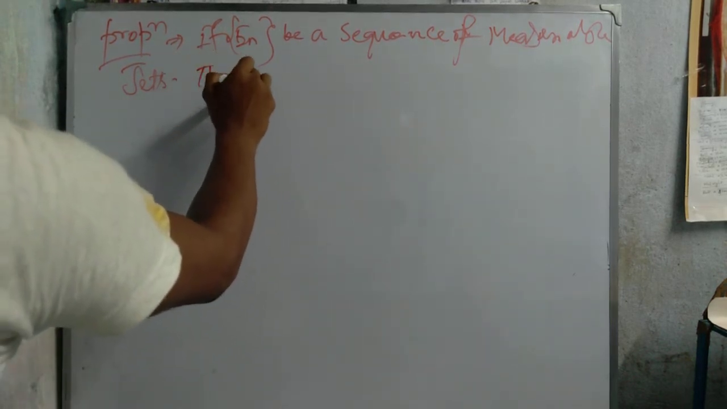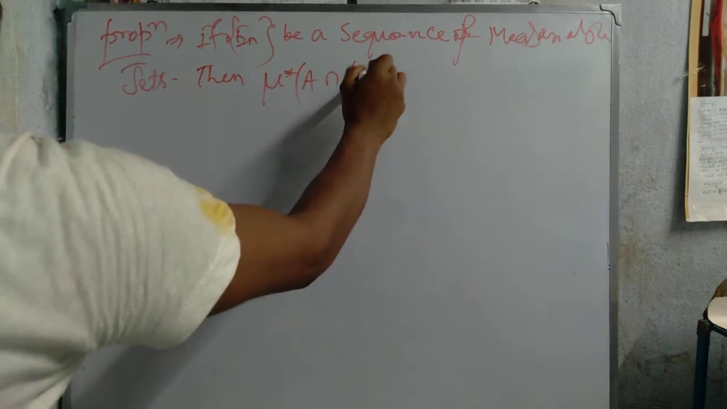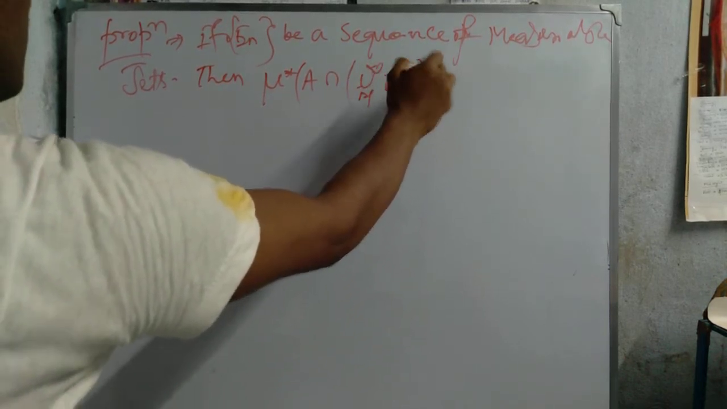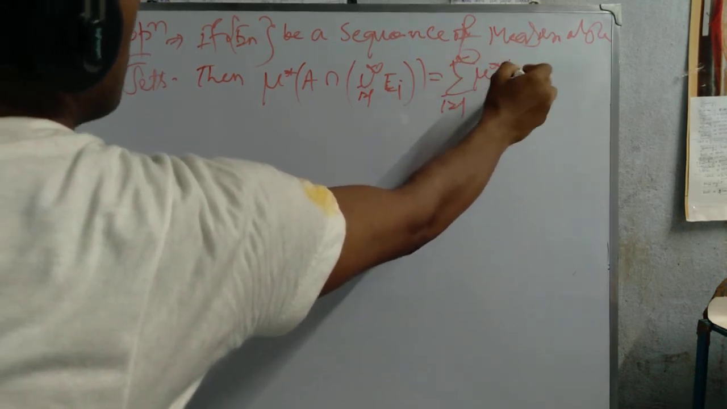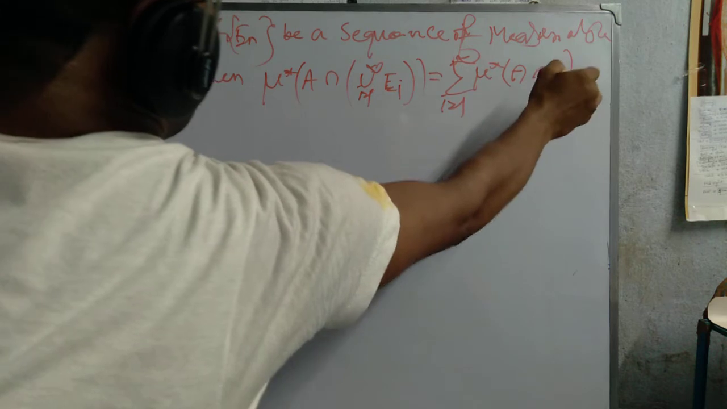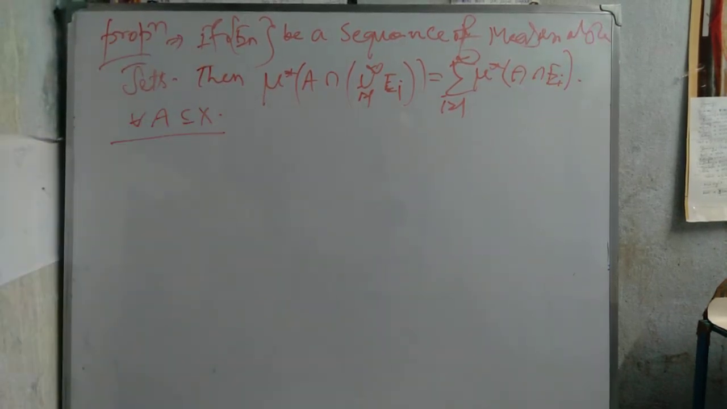Then mu star A intersection union of i equal to 1 to infinity Ei equal to summation i equal to 1 to infinity mu star A intersection Ei for A subset of X. Okay, we have to prove that proposition now. So how we prove it? So logically we develop also.